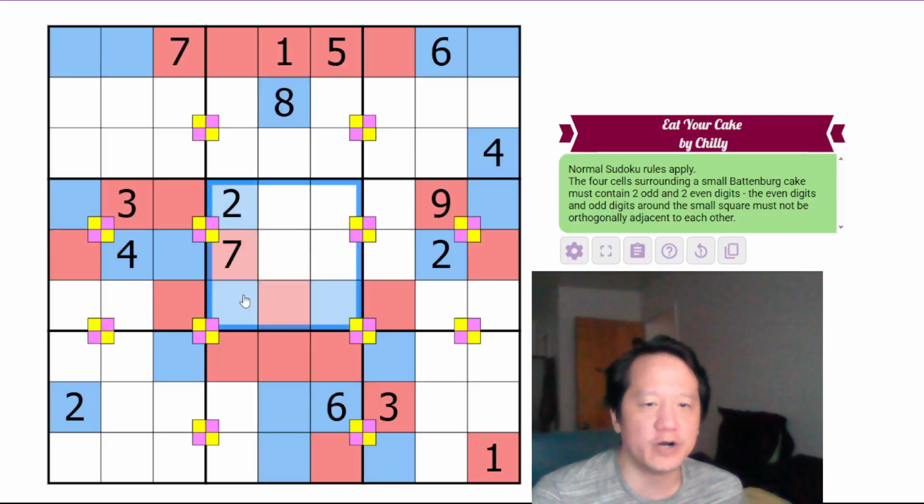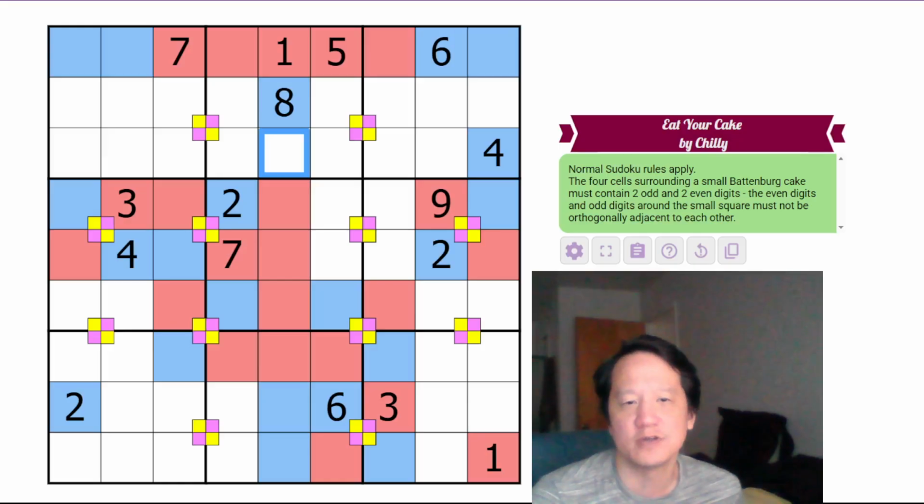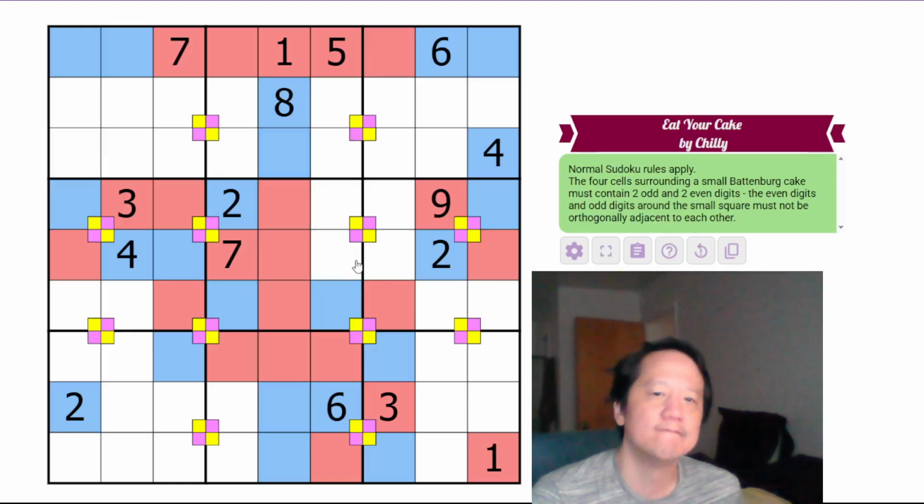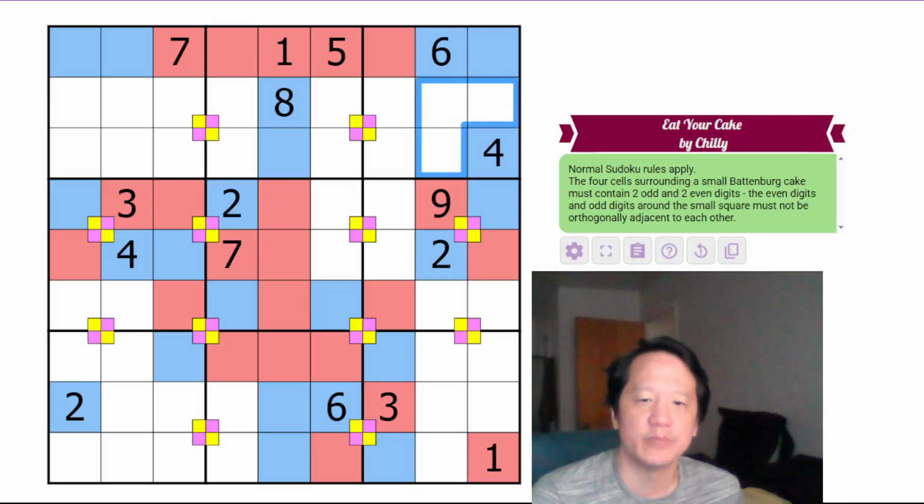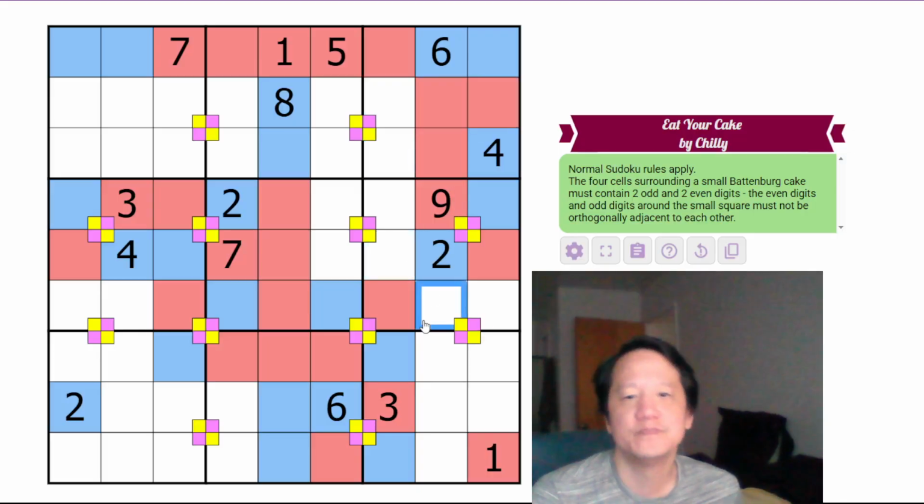In the central box, we have 3 even digits already, and with the Battenberg cake having one even here, that eliminates even from the rest of the box, so these are both odd. We now have 5 odds in column 5, which eliminates odds in the rest of the column, so that's even. We have 3 evens in this upper central box, and 1 guaranteed even by the Battenberg cake here. So the rest of the box cannot be even. They are all odd.